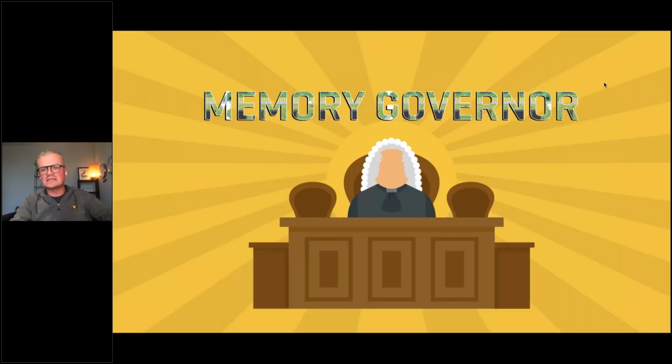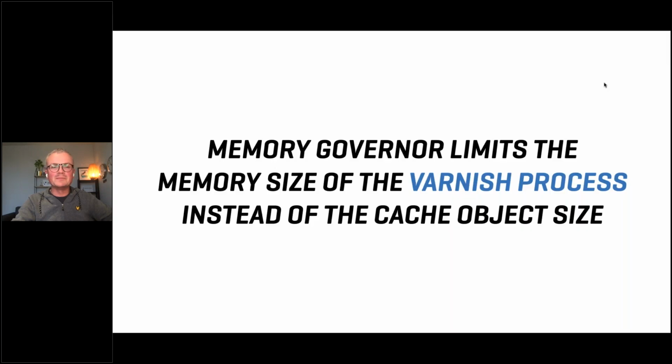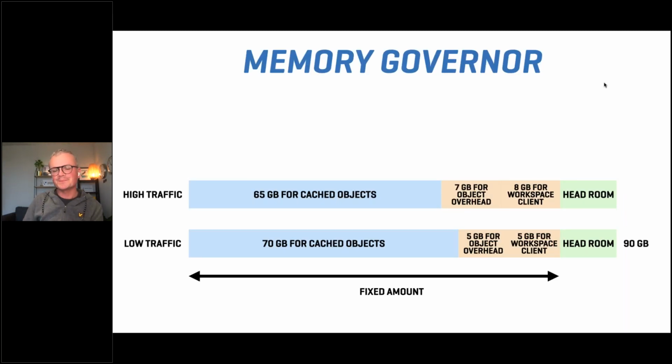So the way we solve this is by using the memory governor. Memory governor is a Varnish Enterprise module that is a solution to these variable aspects. What it does is, instead of making the total cache size fixed, we make the total process size fixed, so all in one. Yeah, exactly.